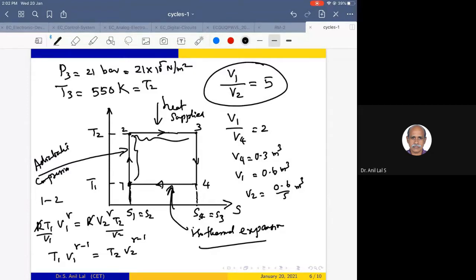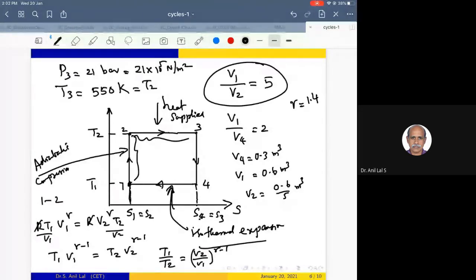So what is T1 by T2? T1 by T2 is V2 by V1, the whole raised to gamma minus 1. So T1 by T2 is equal to V2 by V1 raised to gamma minus 1. What is the value of gamma? The value of gamma is 1.4.